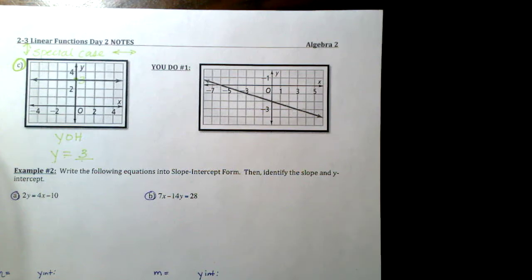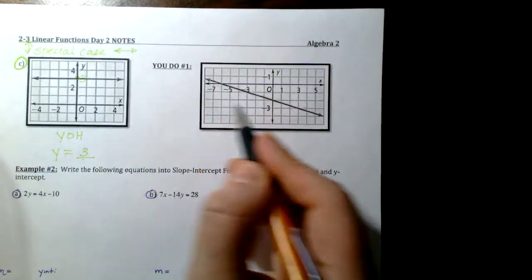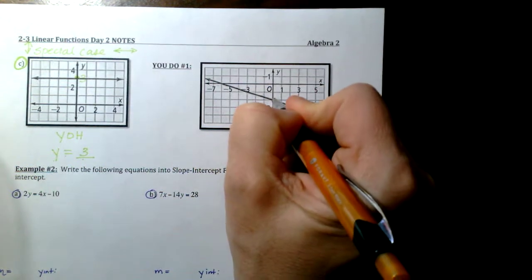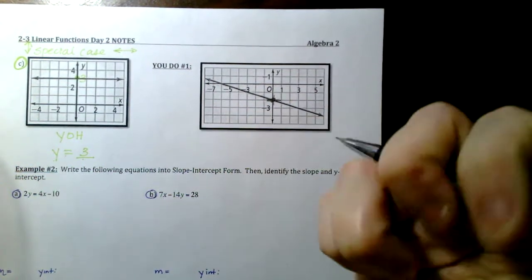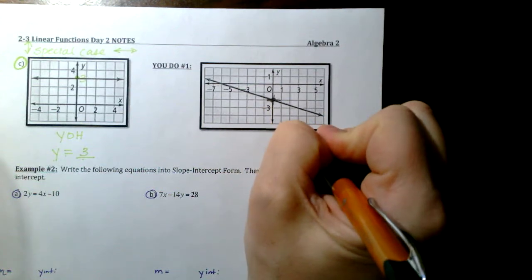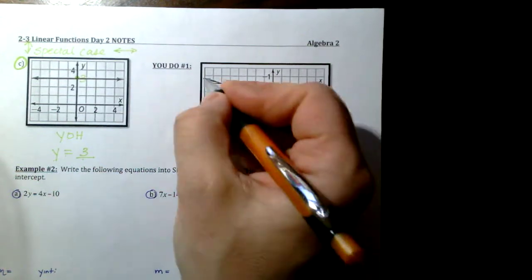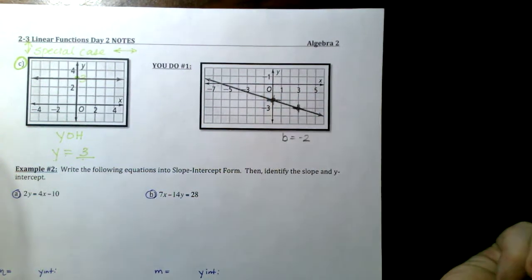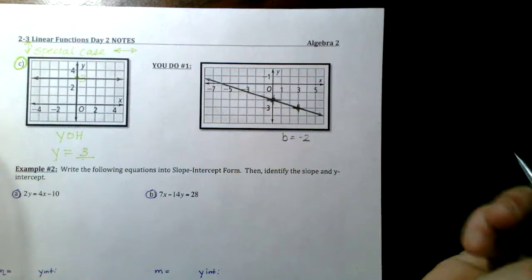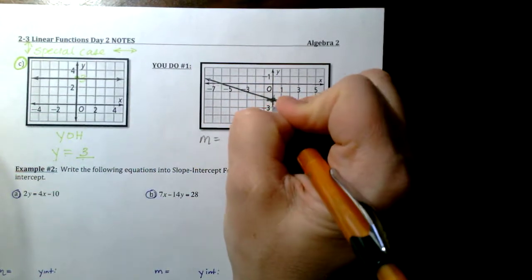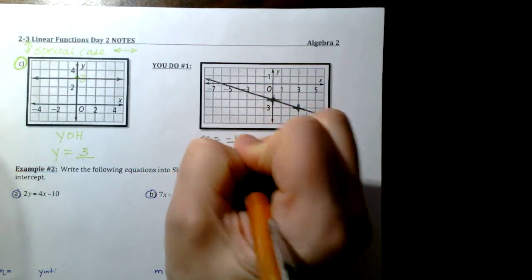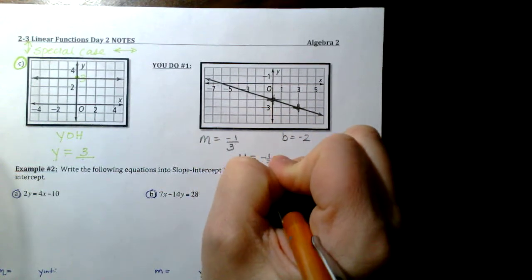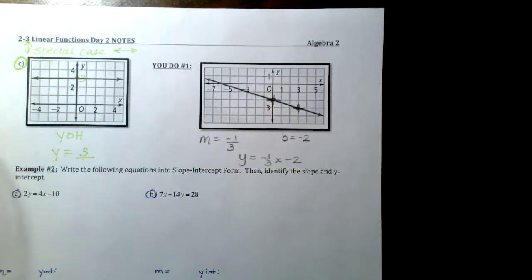Now, I'm going to do the you do section just because I think it's quick and it's easy. If I take a look, this is not a special case line. So I can go right to, okay, here is my b point, which is negative 2. My slope is obviously negative. Here is another point located on the line at the grid intersection. My slope is down 1 over 3. So my equation is y is equal to negative 1/3 x minus 2.